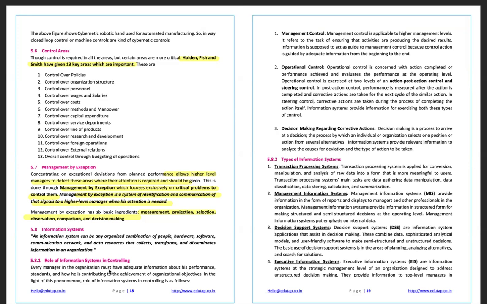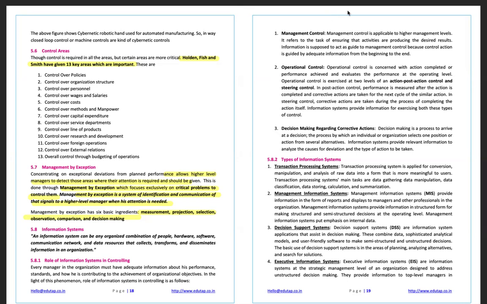ठीक है. So role of information systems in controlling: every manager in the organization must have adequate information about his performance standards and how he is contributing to the achievement of organizational objectives. In the light of this phenomenon, role of information systems in controlling is as follows.